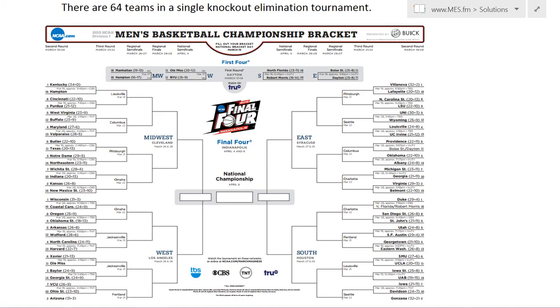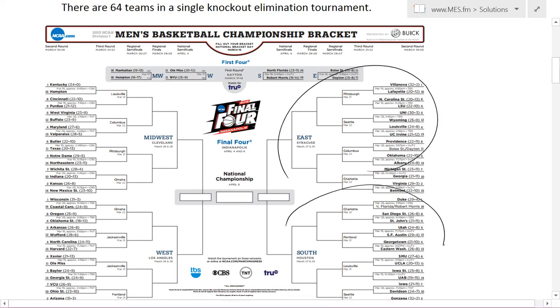So we're just going to look at the setup here. There's 64 teams in the bracket. It's a single elimination tournament, and there's four corners, and the winner of each corner will represent the final four, and then the winners will go to the national championship game. If you want to see a bigger picture of this bracket, check the description box below.